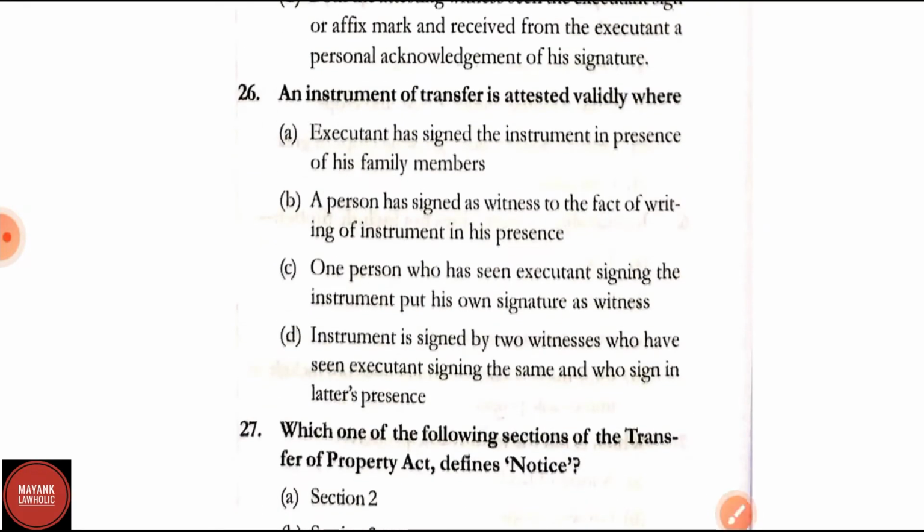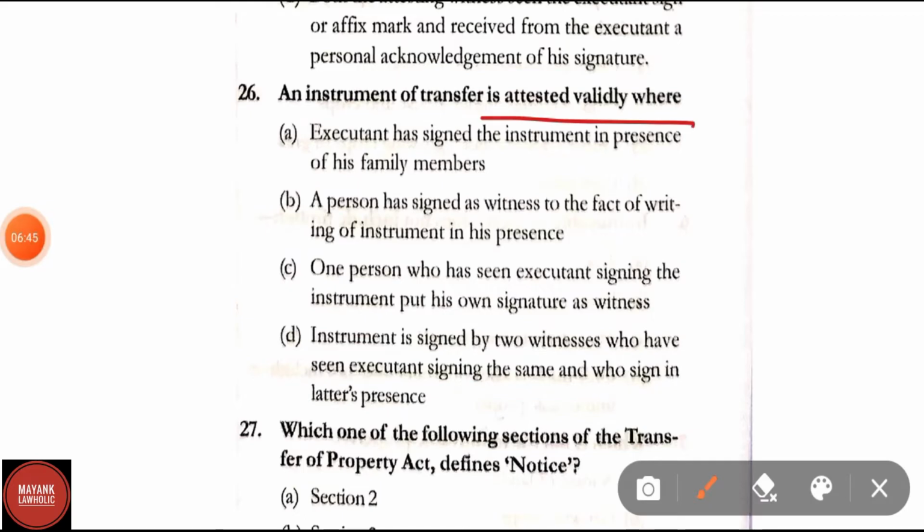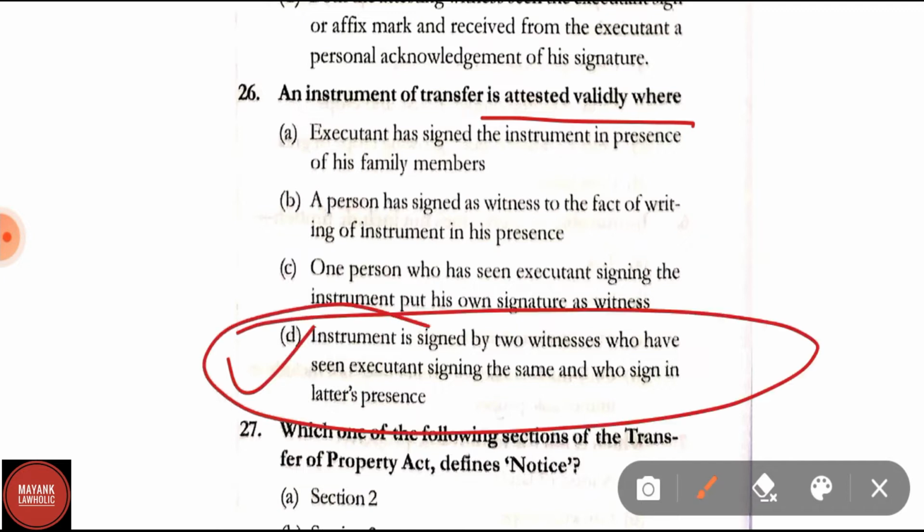Question number 26. An instrument of transfer is attested validly where executant has signed the instrument in presence of his family members, a person has signed as a witness to the fact of writing of instrument in his presence, one person who has seen executant signing the instrument put his own signature as witness, instrument is signed by 2 witnesses who have seen executant signing the same and who sign in the latter's presence. Question number 26. Correct answer is option D.